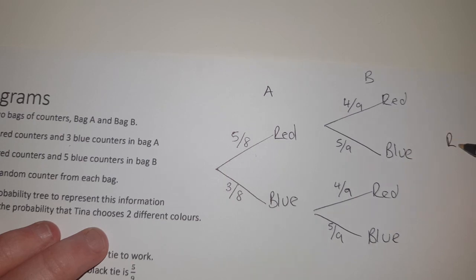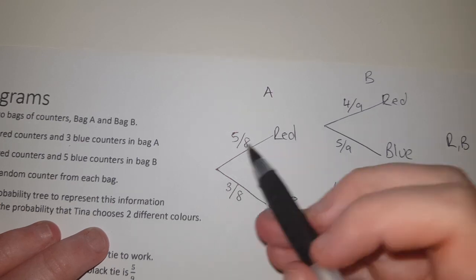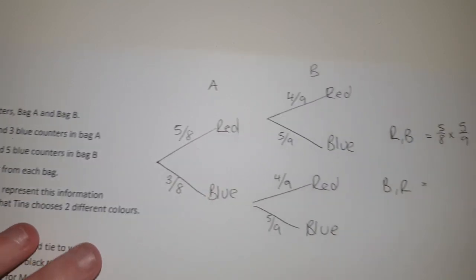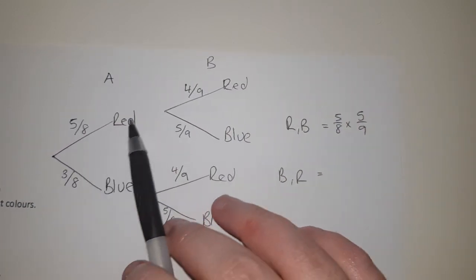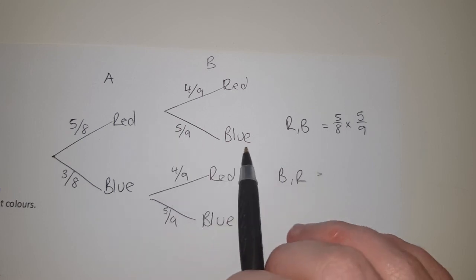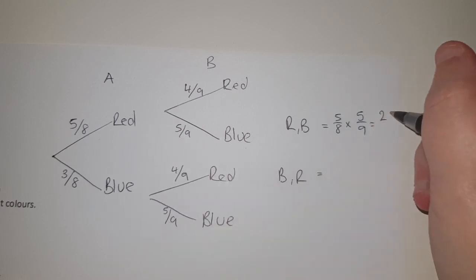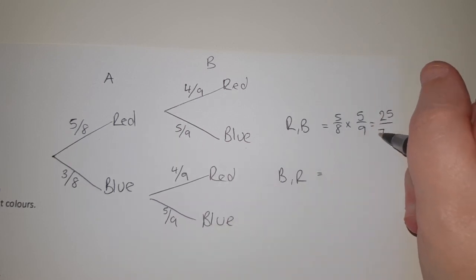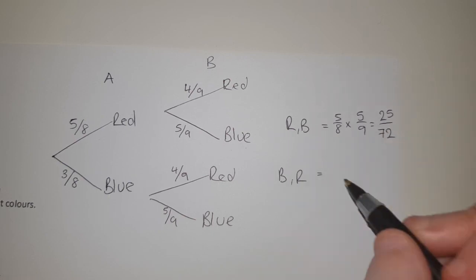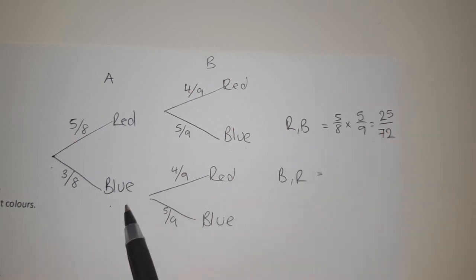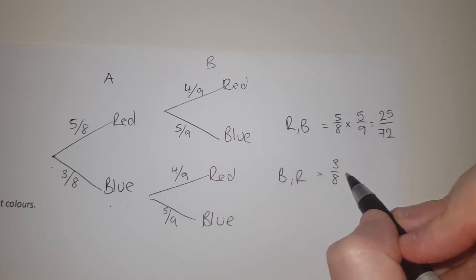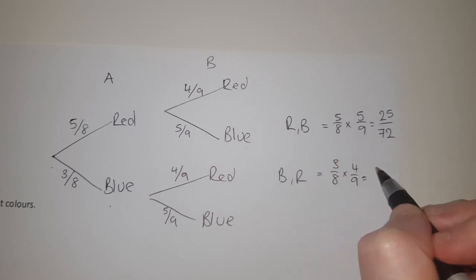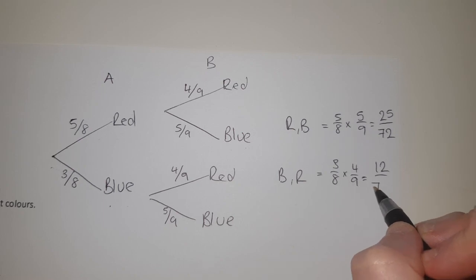So you could do red and then blue, or blue and then red. Red and then blue is 5/8 multiplied by 5/9, because we've gone red first and then blue. So I get 25 over, and 9 times 8 is 72. And then blue and then red is 3/8 times 4/9. So 3 times 4 is 12. Again, 8 times 9 is 72.